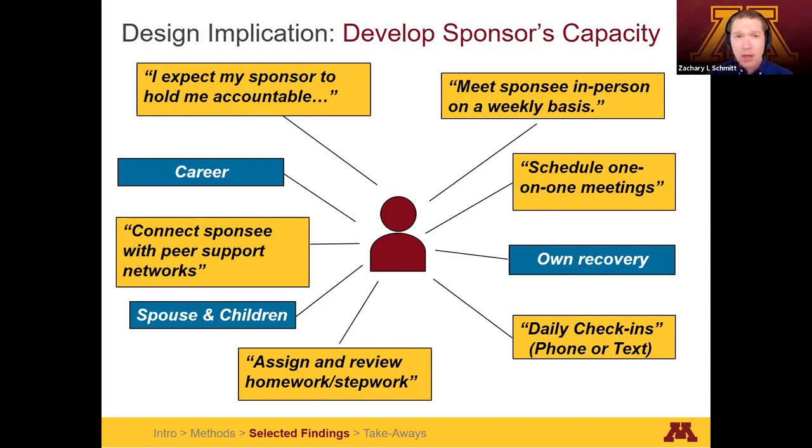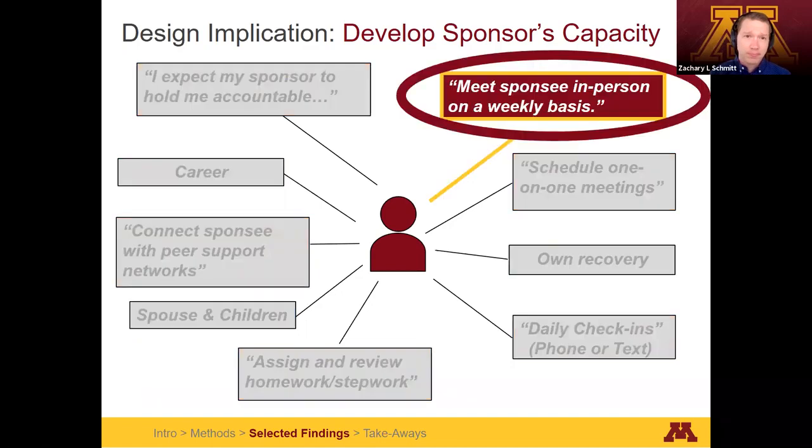Therefore, we believe that a key opportunity for technology is to develop a sponsor's capacity to meaningfully support multiple sponsees without having to sacrifice time for their own self-care. For example, technology could play the role of a virtual assistant in supporting daily sponsorship logistics, such as scheduling one-on-one meetings, receiving homework assignments, and following up with sponsees to help sponsors free up some time to focus on themselves.